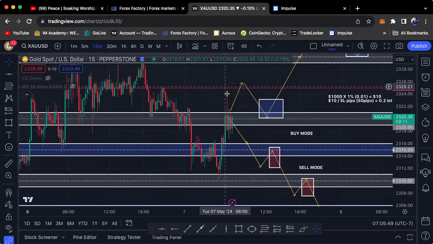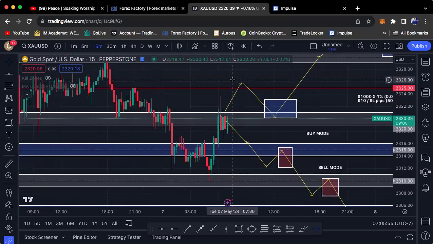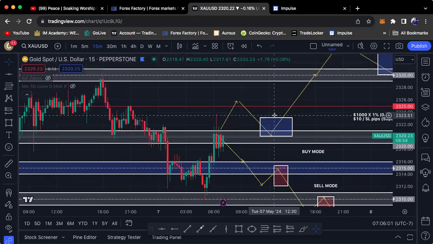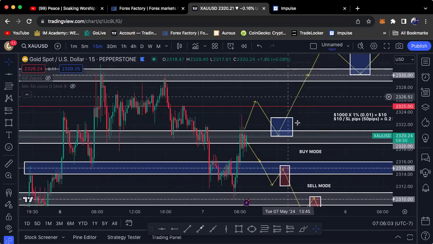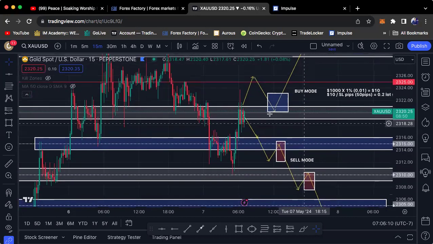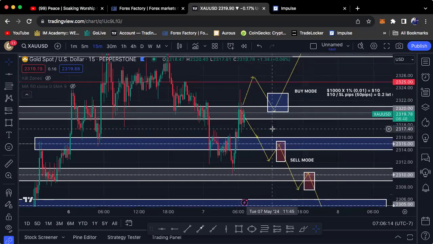I'm gonna wait and see if price creates a new higher high. If it breaks above, creates a new higher high, breaks below, opens up bullish, closes above 2320, I'm gonna take that buy. This is a buy mode here. Sell mode down here. I'm not trading in between these zones.